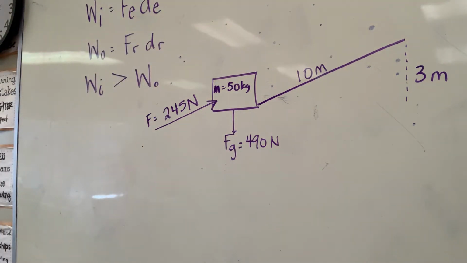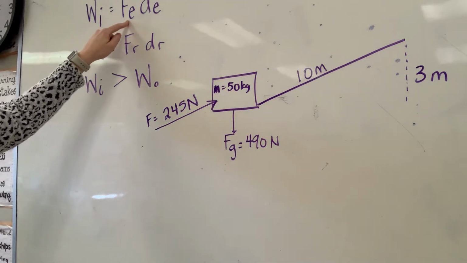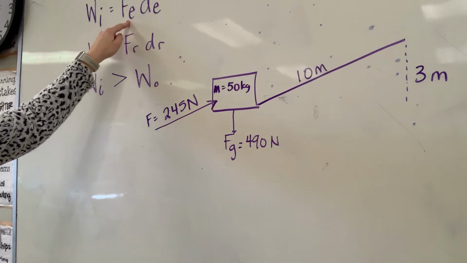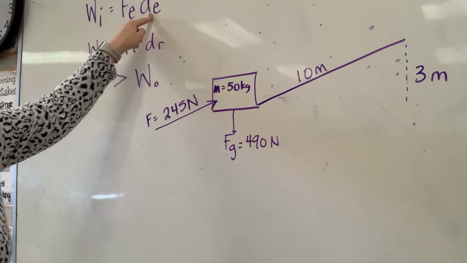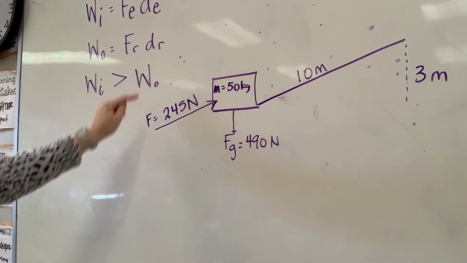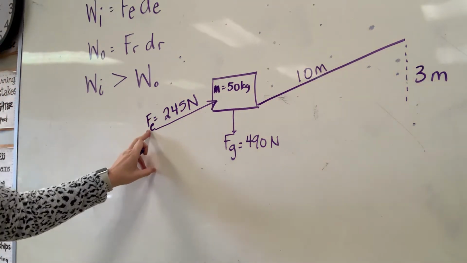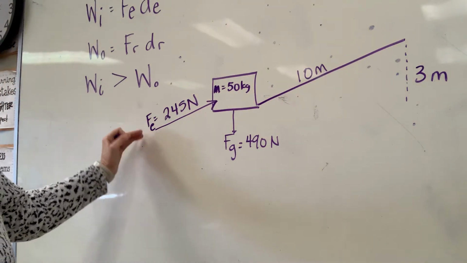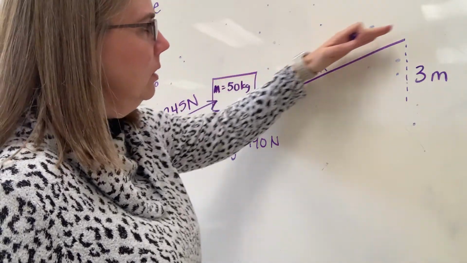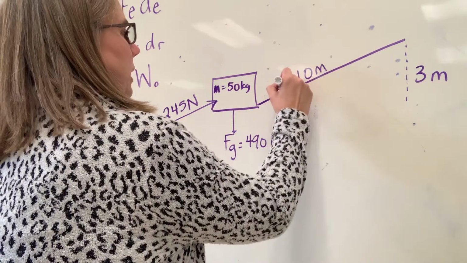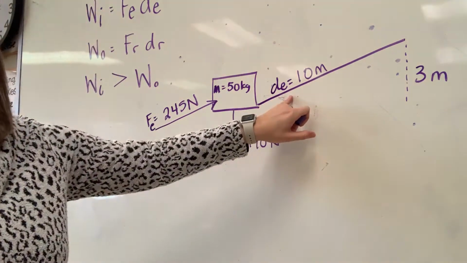So input work is the effort force, we think of it as the applied force, times however far I am pushing. So 245, this is my applied force, or in this case, that's my effort force. That's how hard I'm pushing. And I'm pushing it how far? I'm pushing it over this distance, a 10 meter distance. So that's the displacement of my effort force.